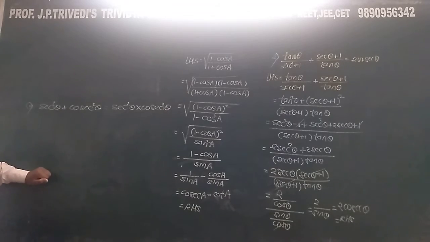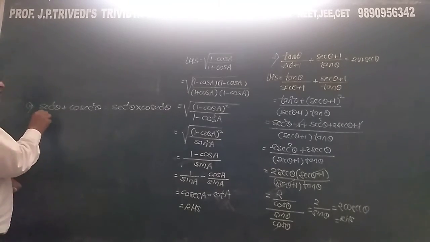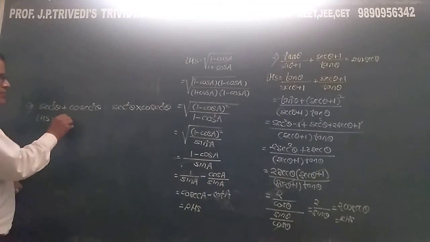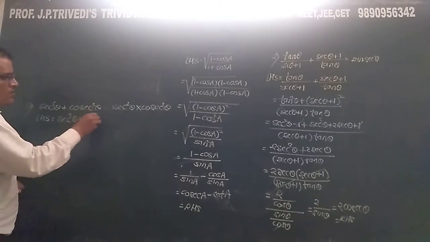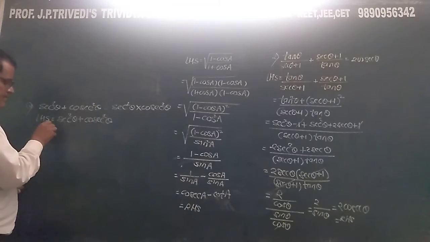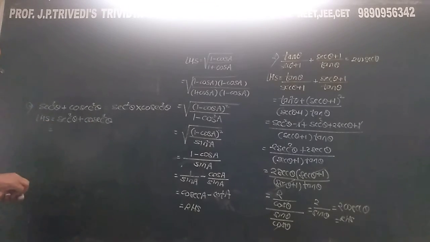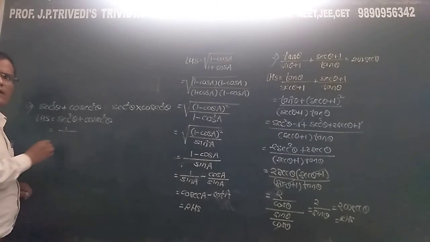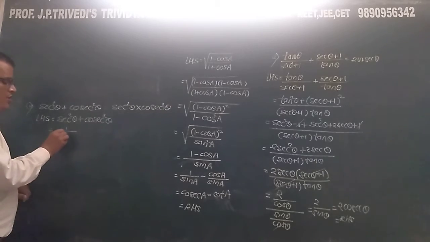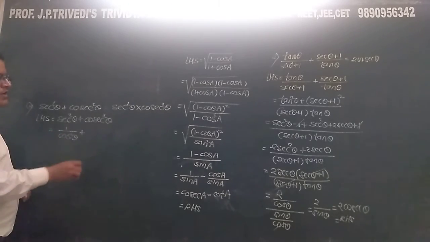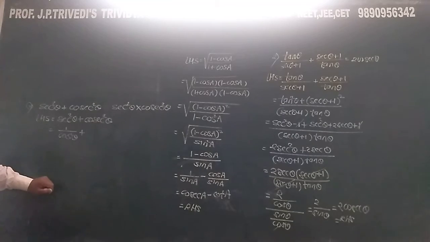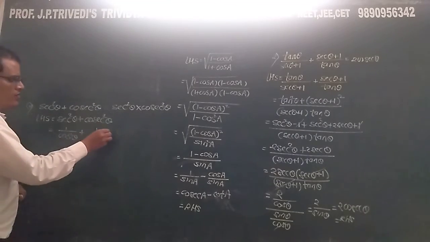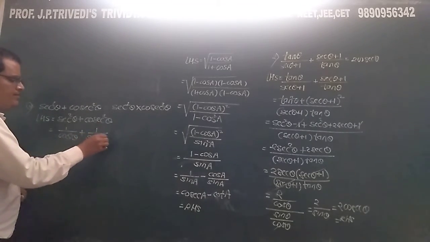How can we prove this example? LHS. What is LHS? LHS is equal to sec square theta plus cosec square theta. Now sec square is equal to what? 1 upon cos square, sec being the reciprocal of cos. So 1 upon cos square theta plus cosec square, the reciprocal of sin, 1 upon sin square theta.